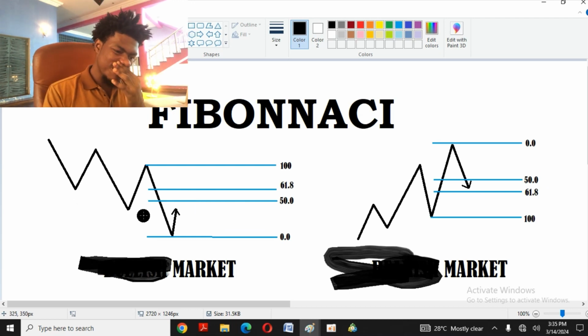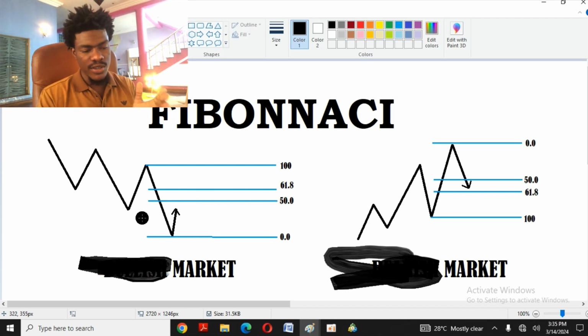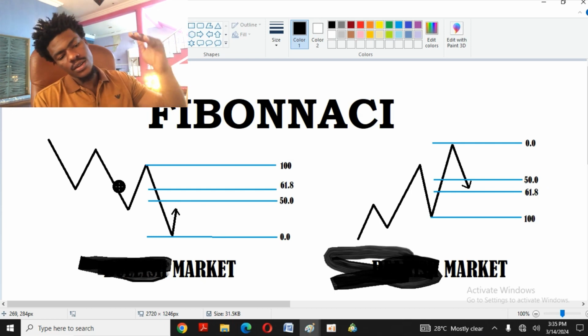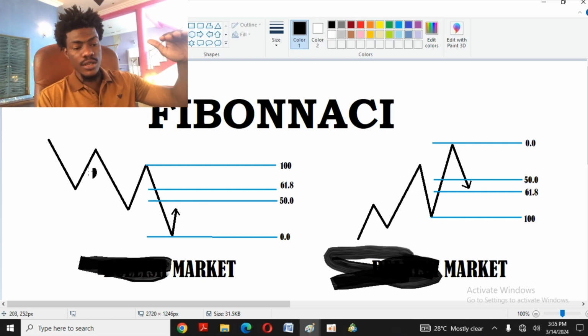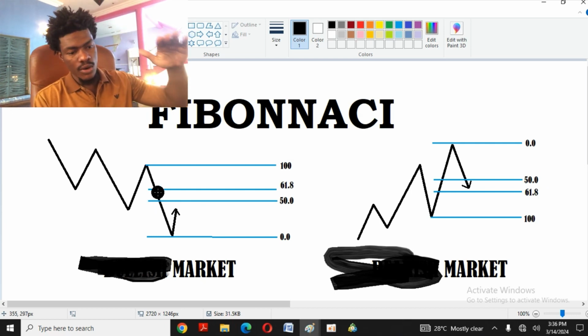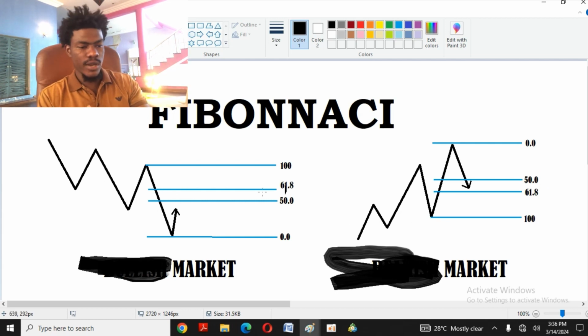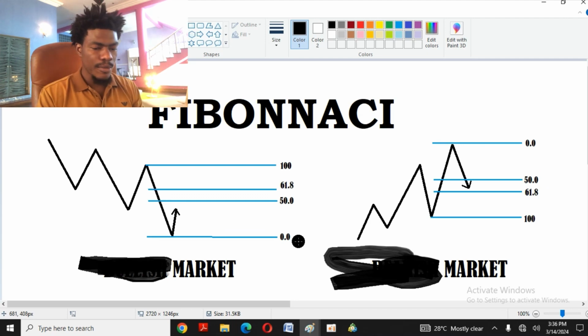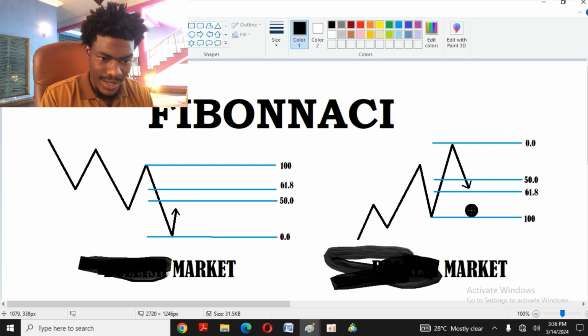In a bearish market we sell, and in a bullish market we buy. So in a bearish market like this, we're looking to sell at the premium level, and in a bullish market we're looking to buy at the discount level.